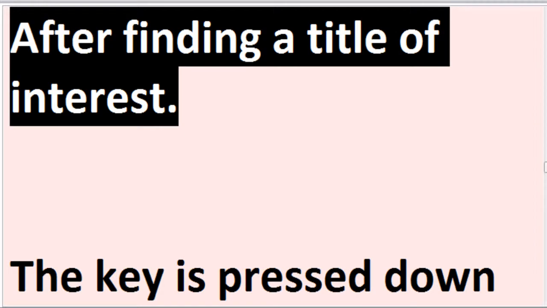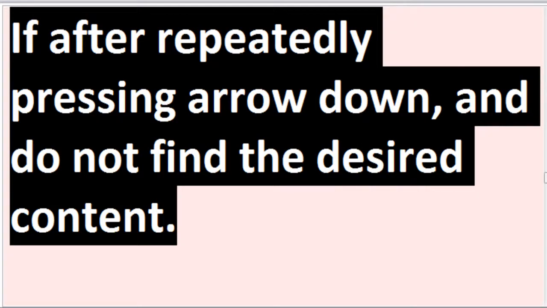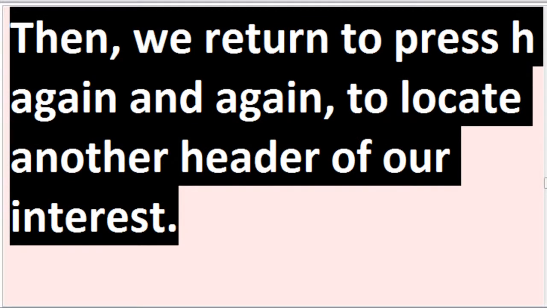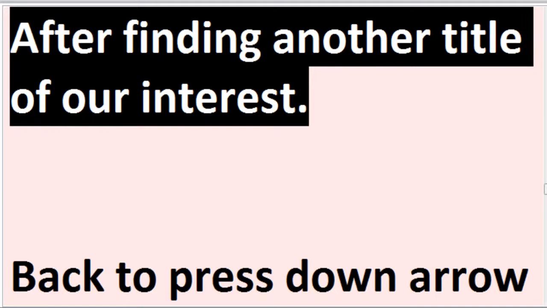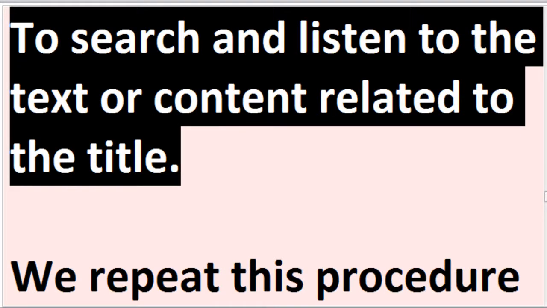After finding a title of interest, press the down arrow key repeatedly to search and listen to the text or content. If after repeatedly pressing the down arrow you do not find the desired content, then we return to press H again and again to locate another header of our interest. After finding another title of our interest, press the down arrow again repeatedly to search and listen to the text or content related to the title.